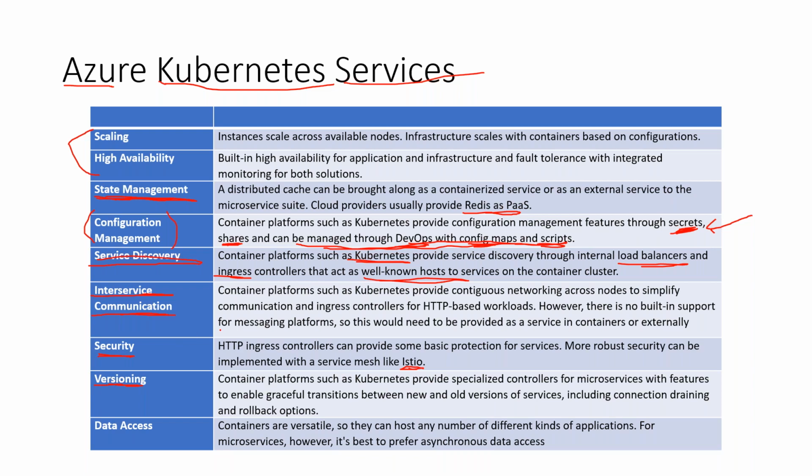Versioning with Kubernetes is also very easy to do. It provides specialized controllers for doing rollouts of new services, and it has rollback options as well. And then database access with Kubernetes is something that you would have to build into the application service layers. It's not something that it provides out of the box. So this would have to be something that you would build into your microservices.